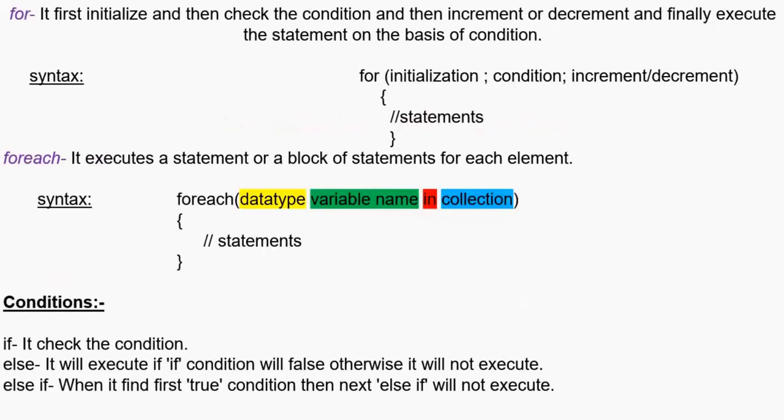Now the for loop, this is the widely used loop in our real-time projects. It first initializes, then checks the condition, then increments or decrements, and finally executes the statement on the basis of the condition. First is initialization, then semicolon, then we put the condition, then semicolon, then either increment or decrement. For increment we use the plus plus operator, for decrement we use minus minus.